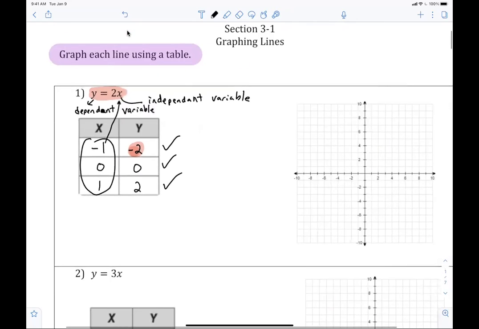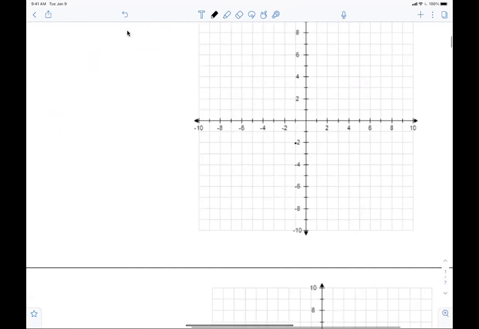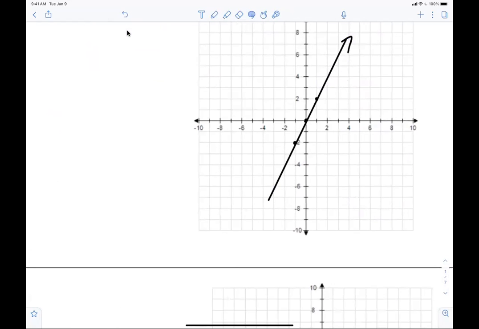Now, everybody's going to plot those points. Everybody plot (-1, -2), (0, 0), and (1, 2). Does everybody agree those 3 points kind of make a line there? And so now we draw the line, and try to get the line through those 3 points. Anybody have any issue with that?